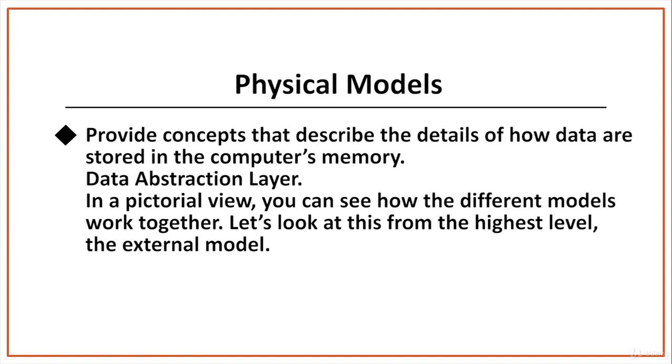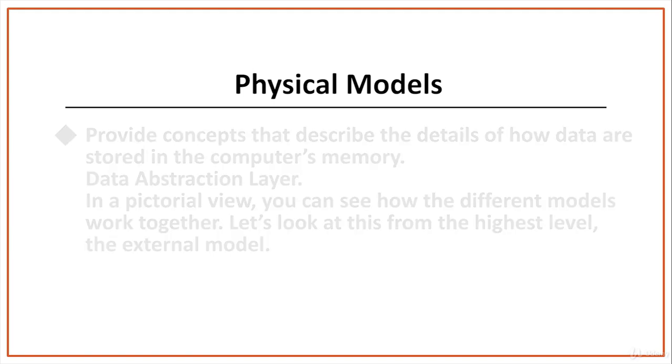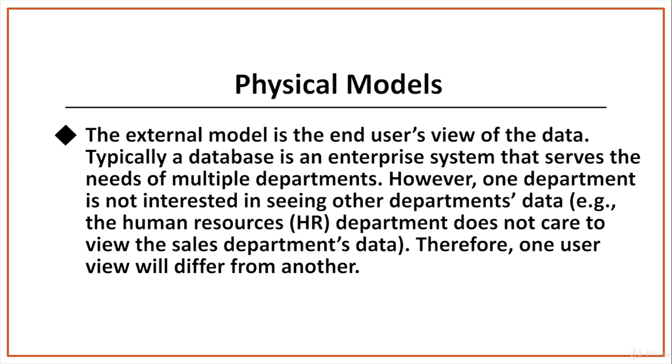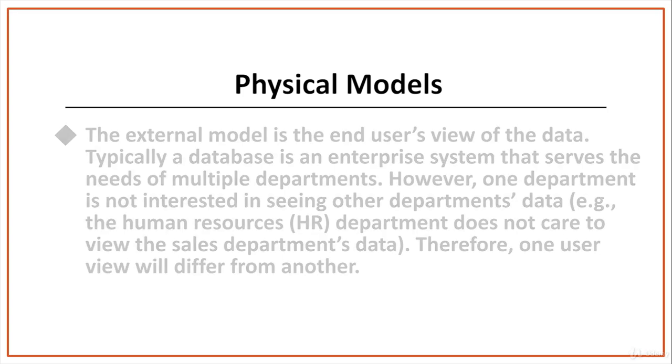Let's look at this from the highest level, the external model. The external model is the end user's view of the data. Typically, a database is an enterprise system that serves the needs of multiple departments. However, one department is not interested in seeing other departments' data. Example, the human resources or HR department does not care to view the sales department's data. Therefore, one user view will differ from another.